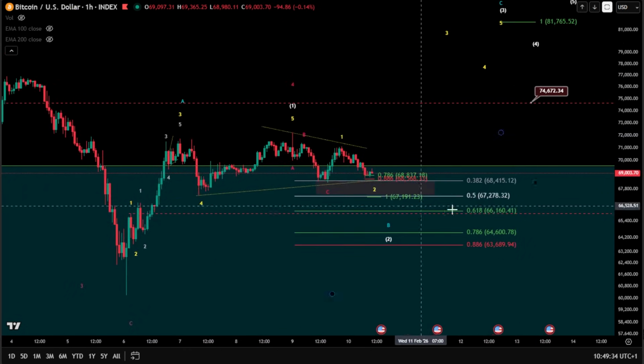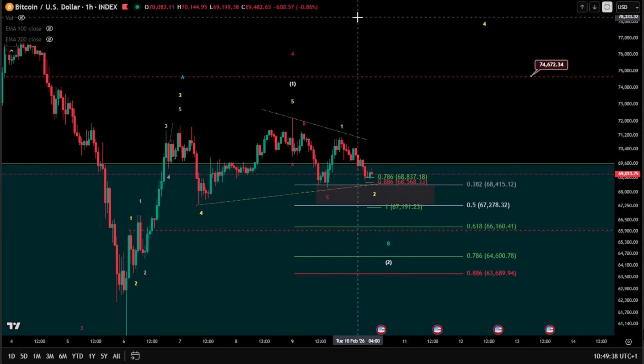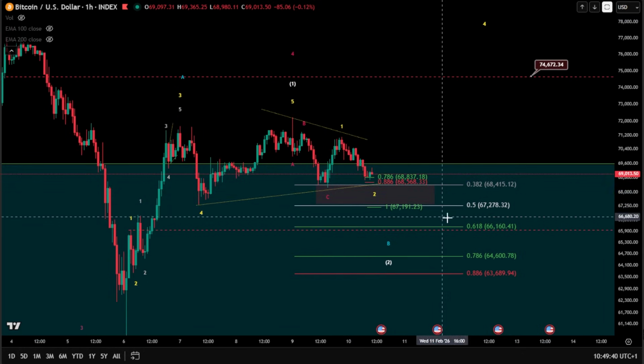So at 67, the next in confluence was 0.5, which is the next fib level. So this is regarding the 1 hour chart.